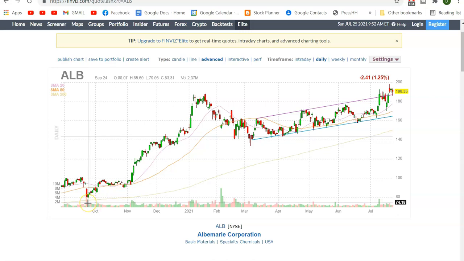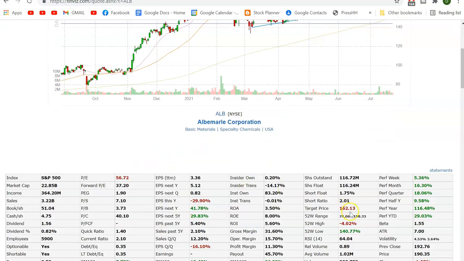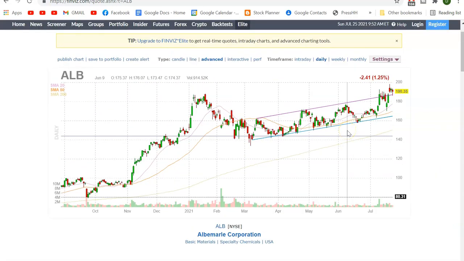And if you had bought Albemarle a year ago, when it was trading around 83 and now 190, that is a great move. The target price for Albemarle is 162. Wait a minute.